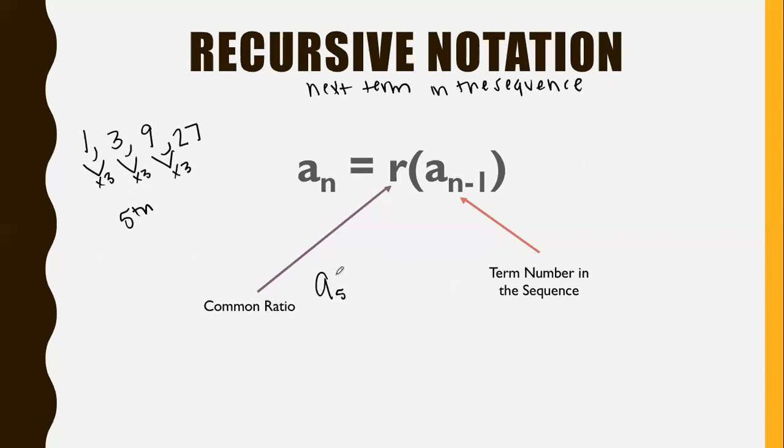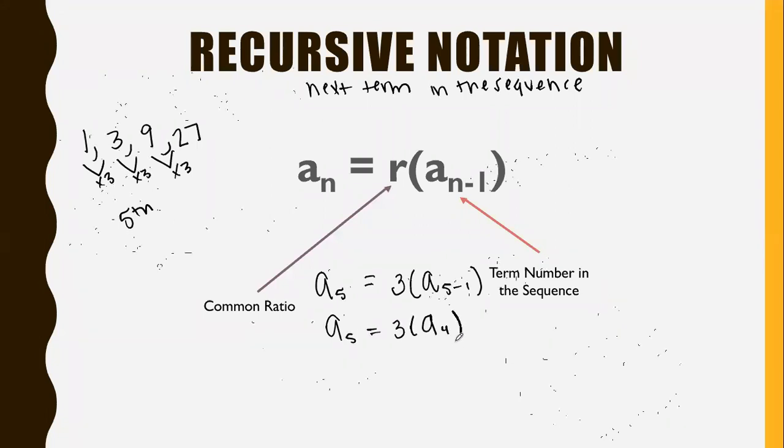So if I was looking for the 5th term in the sequence, it would be A5 equals, well, the common ratio was multiplying by 3 times A_(n-1). Well, n is 5, minus 1, so A5 equals 3 times A4. Well, this means the 4th term in the sequence. What was the 4th term in the sequence? 27. So A5 equals 3 times 27, which would give me what A5 is. What's 27 times 3?